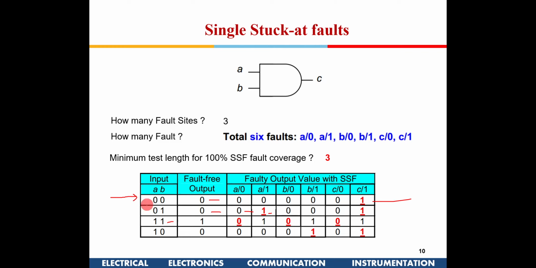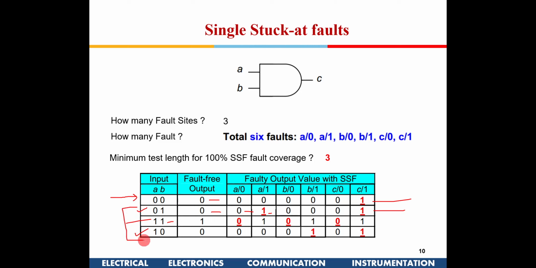One. Yeah, the first one, right? 0 0. Yeah, this test vector, C stuck at 1, is actually found with this test vector also. I can find whether it is C stuck at 1. Here this test vector is required because it is a single one here. Similarly this is single, so this test vector is also required, and here also single, so this also is required. So 3 test vectors.